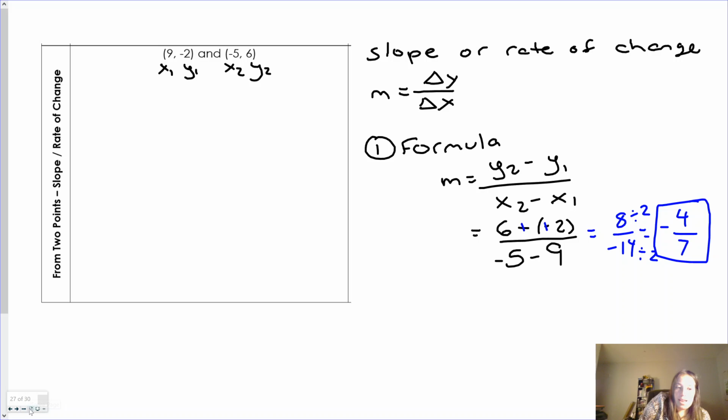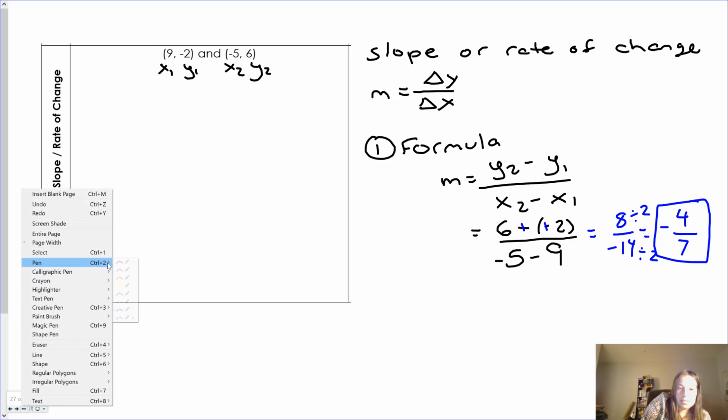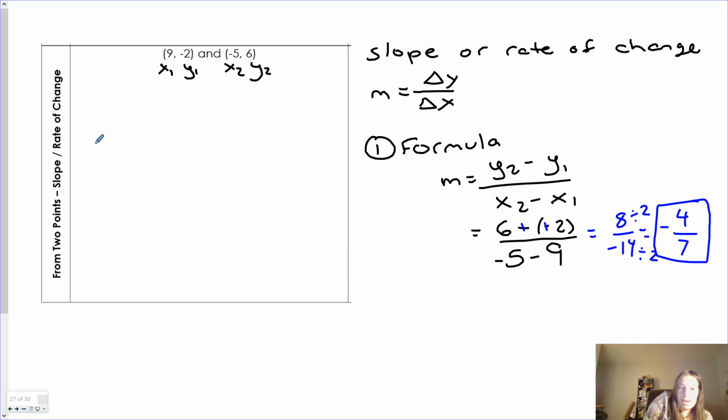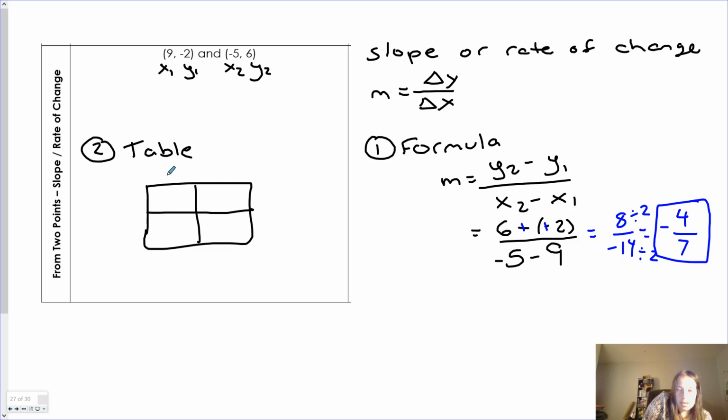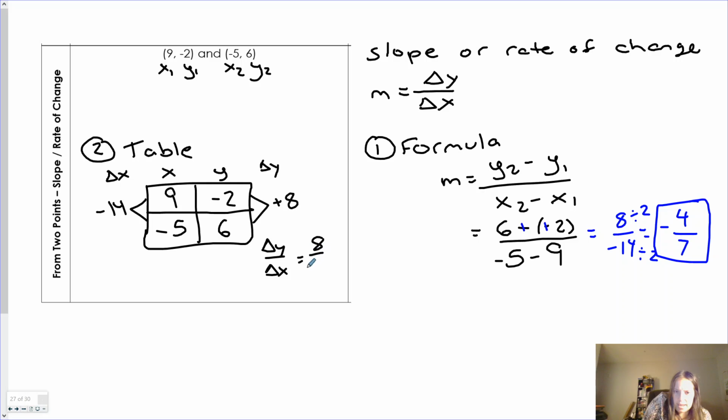Now, if you're like me and you have a decent chance of messing up those negatives, just being honest with you, your second option is to create a table. A table of x and y. So let's put our first point in, (9, -2), and (-5, 6). And right here we're going to say, okay, what's the difference to get 9 to -5? 9 minus 14. And how did I get from -2 to 6? That difference, that change, would be +8. Which makes our change in y divided by our change in x 8 divided by -14, which once again is -4/7.